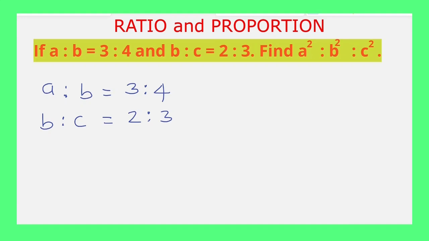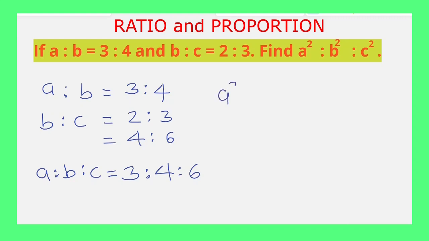So if we multiply 2 in both numbers of the ratio, then we will get B ratio C equal to 4 ratio 6. 2 times 2 is 4 and 3 times 2 is 6. This way B will be equal in A ratio B as well as in B ratio C. Now we can write A ratio B ratio C equal to 3 ratio 4 ratio 6. Now squaring all the elements we can get our answer.